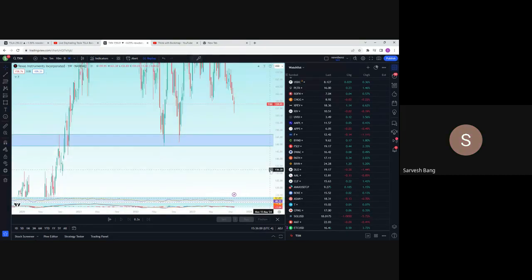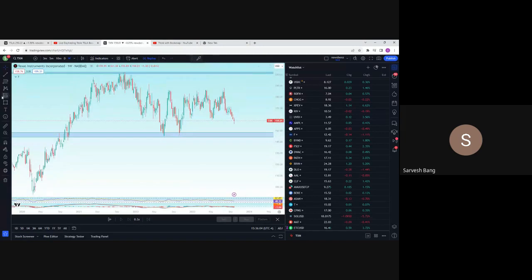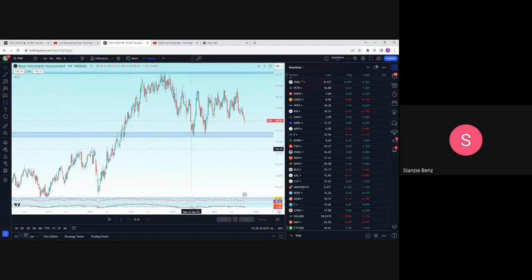Just a side question. What do you use to draw this? Is this like parallel lines or something on TradingView? This is a rectangle right here. Rectangle. Okay, got it. Thank you.